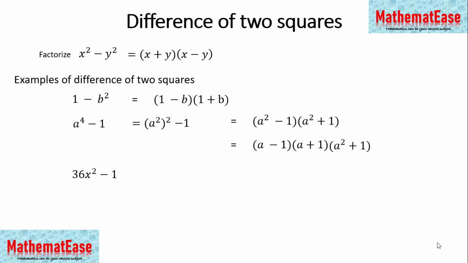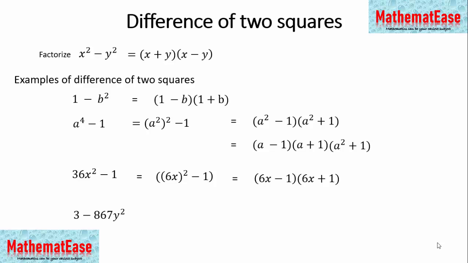This is another one. In this case, when you look at this question, it doesn't look directly like a difference of two squares. But if you look at 36, 36 is 6 squared. So this will be 6 squared x squared, which is equal to (6x) squared minus 1. Then this one will give me (6x minus 1)(6x plus 1).